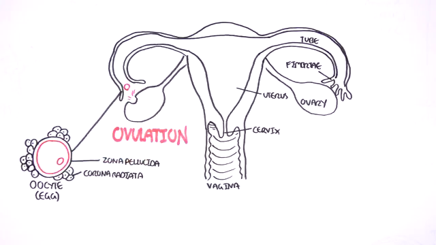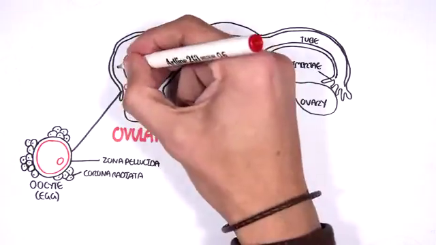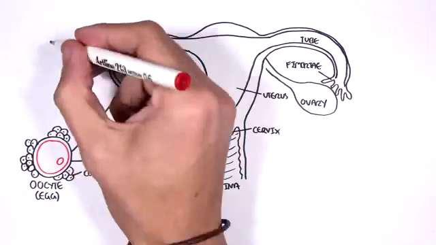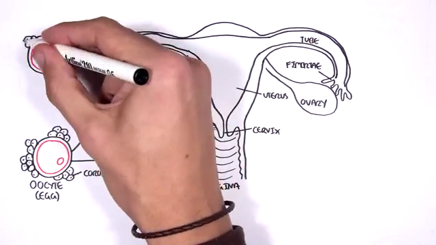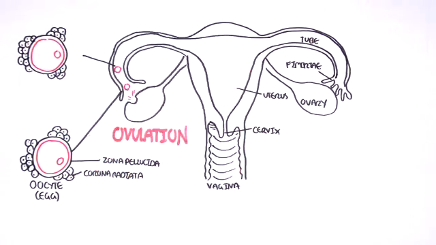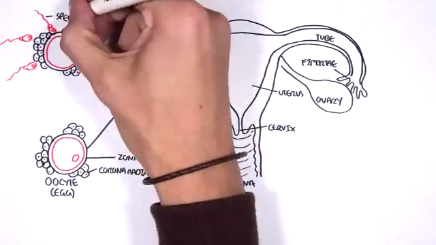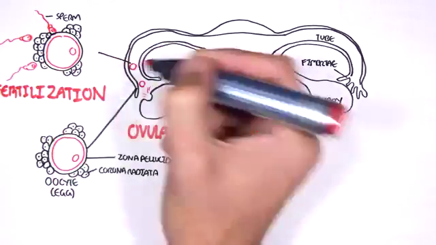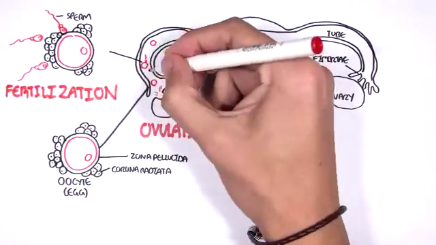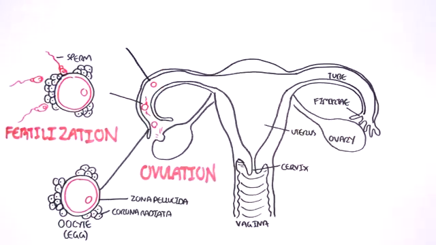If this oocyte, this egg, is not fertilized by a male sperm, basically a period occurs. However, if there is sperm swimming along in the uterine tube, and the sperm meets and penetrates the oocyte, this process is known as fertilization. The sperm is able to penetrate the zona pellucida using special enzymes on its head.